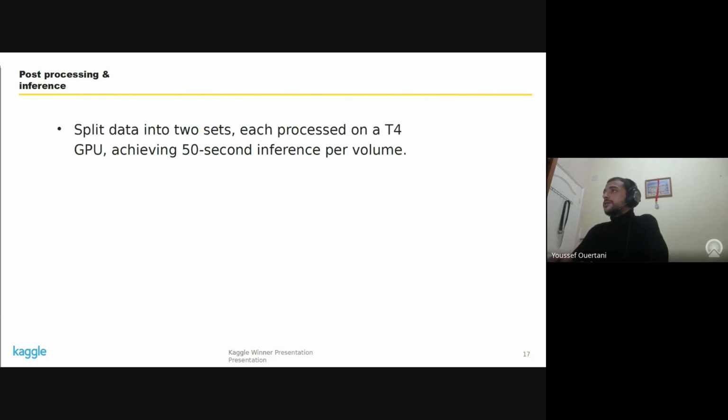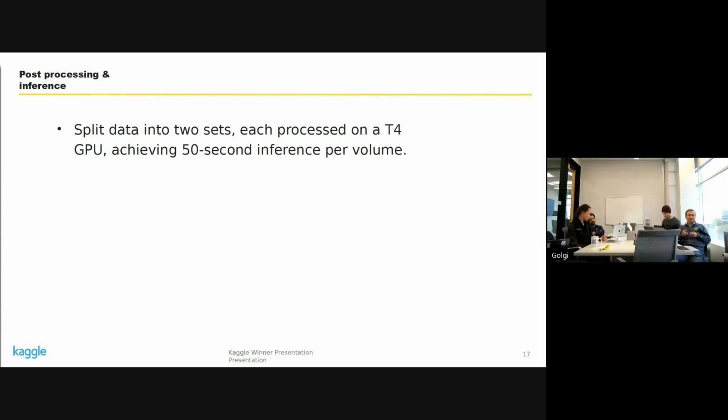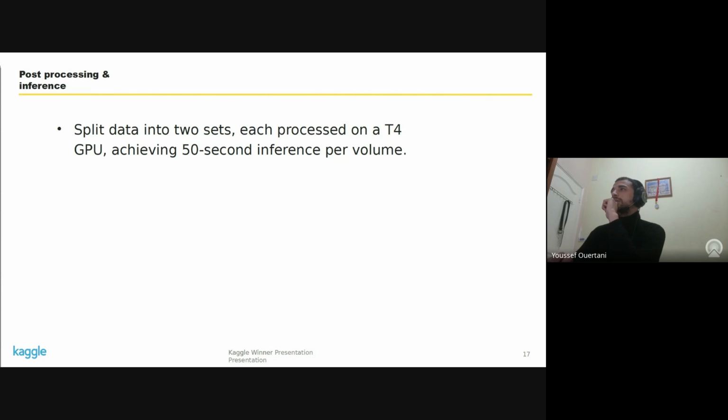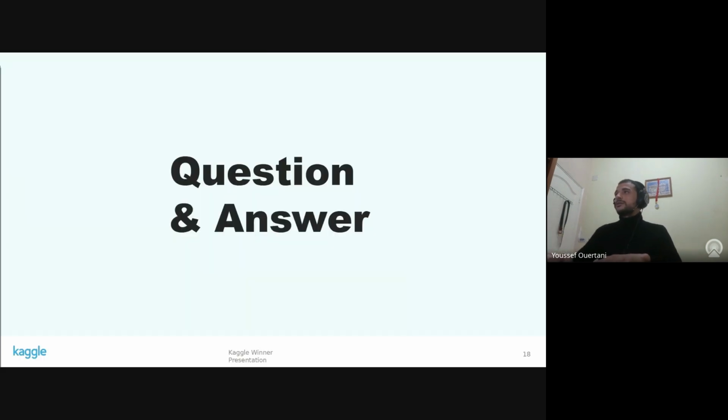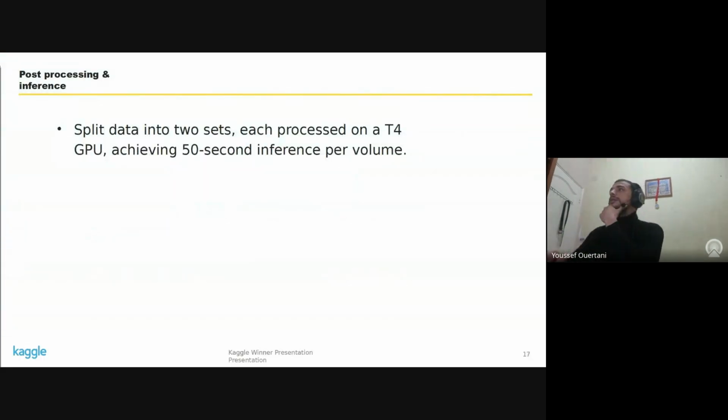To speed up inference time, I used Python threading and the 2 GPUs, splitting the testing data into 2 sets and having each set run on a separate GPU. So each tomogram took around 50 seconds. In parallel, it's a 50-second inference for the 2 volumes.